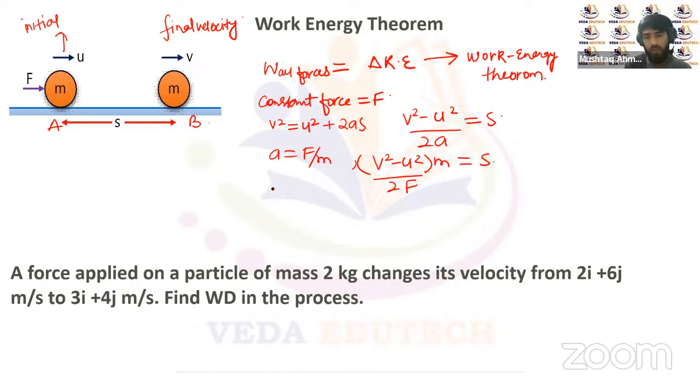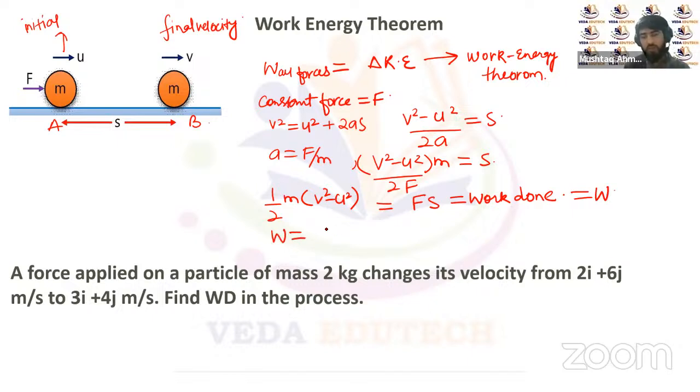Now, we can also write it as half m into v square minus u square, that's equal to F into s, right? Now this F into s, force into displacement, is the work done in displacing a body by a displacement of s, right? So this is the work done, W. And you can see that this work done is equal to half m v square minus half m u square.